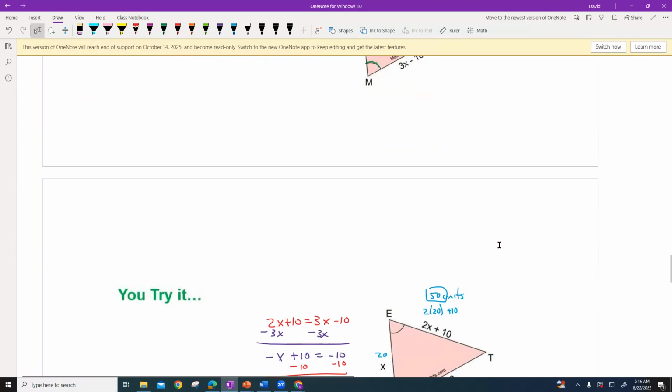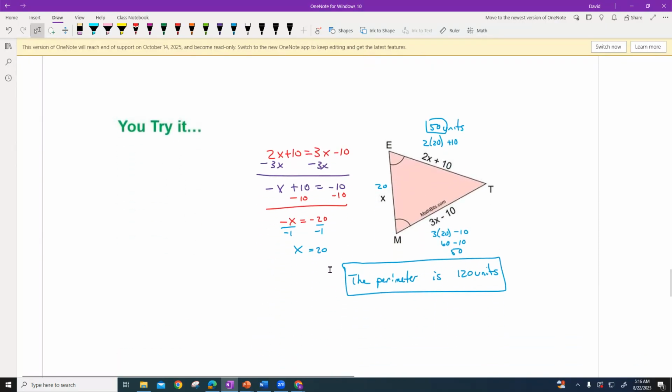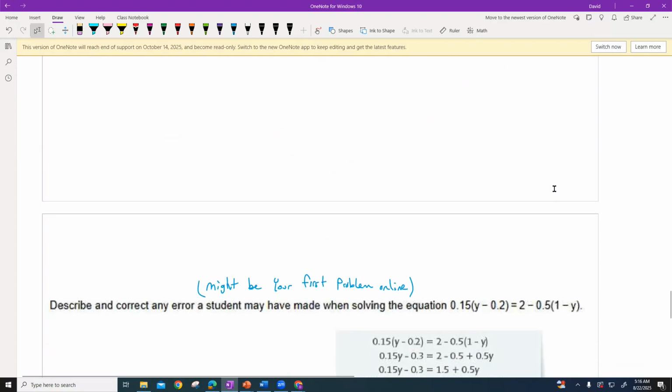Alright, let's see how you did on that one. I got down here that x is 20. So when I plugged in all those guys, I got 50 down here, 50 up there. That's always a good sign. That's a 20, so that means the x is 20. Add them all up. 50, 50, and 20. 120 units. Alright, that's about it.